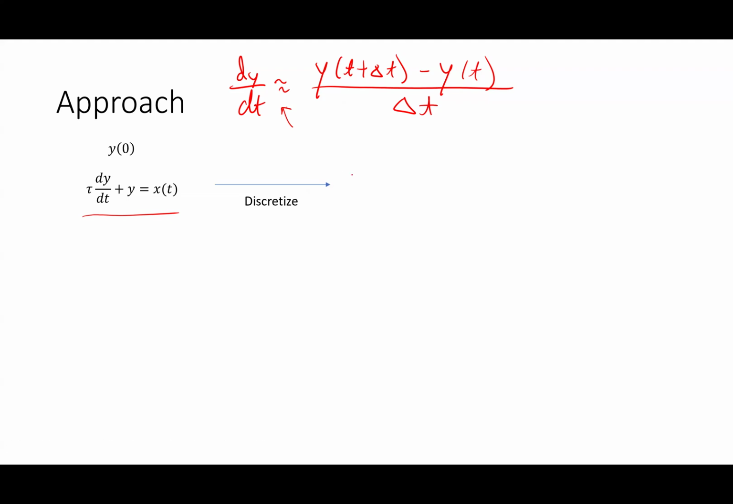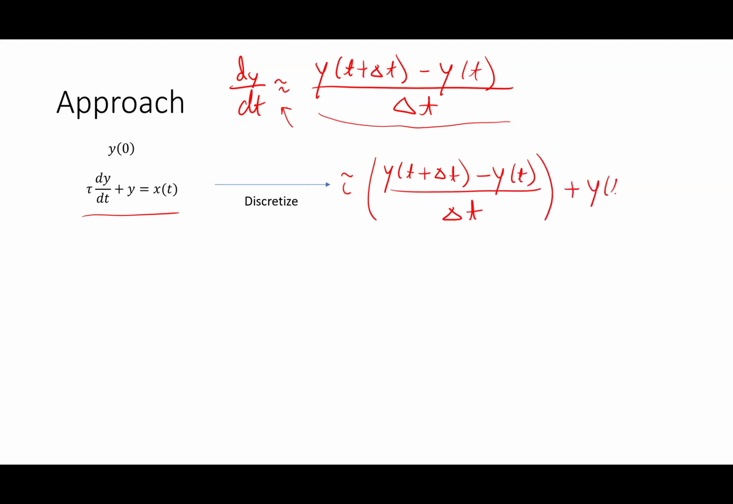Yeah, I would say tau times, I'd substitute this in, right? And I would say tau, and I'll do it slowly, y of t plus delta t minus y of t all over delta t plus y of t equals x of t. Like that. All right, now what I'm going to do is rewrite this. This is an algebra expression, okay? Let's rearrange it a little bit, and then we'll think about why it's a simple algebra expression.